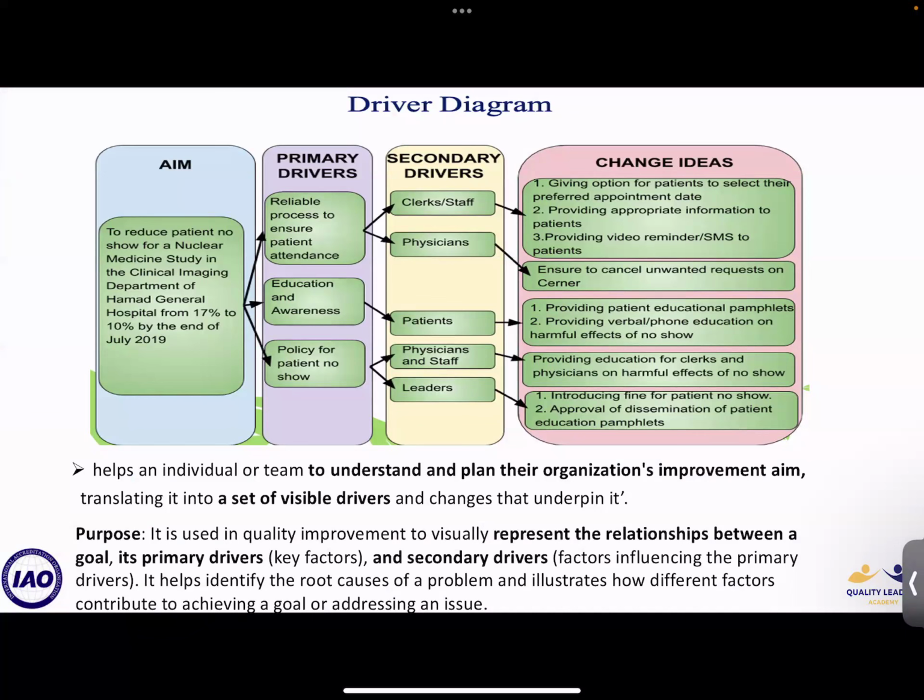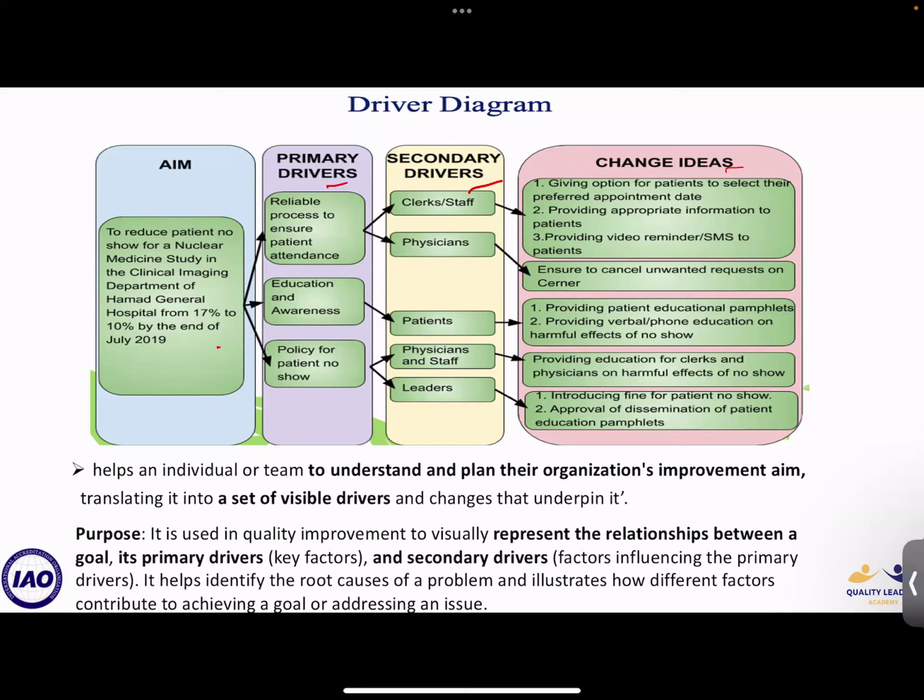Now, the driver diagram. This is a tool that I use to present the relationship between the goal or aim I have and the primary drivers that will help me achieve this goal, as well as the secondary drivers and the change ideas or outputs that I will track or analyze. So, for example, I write here the goal or aim I want, such as reduce patient no show for new medicine from 70% to 100%.